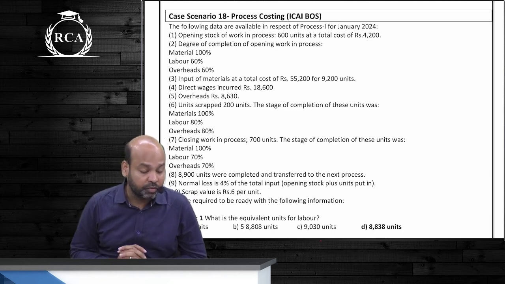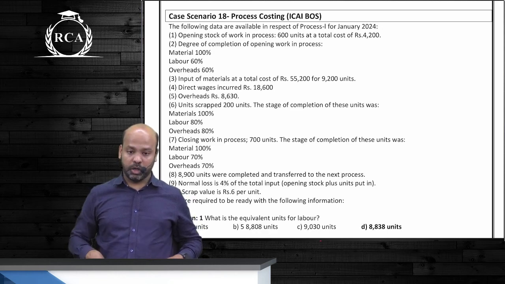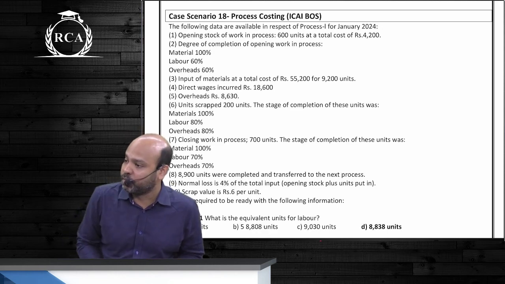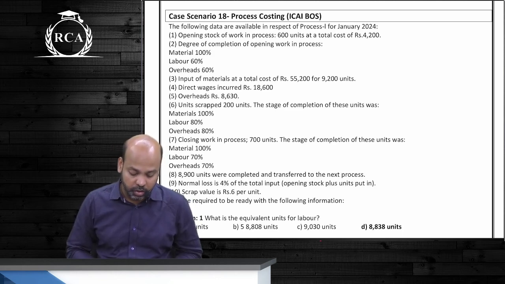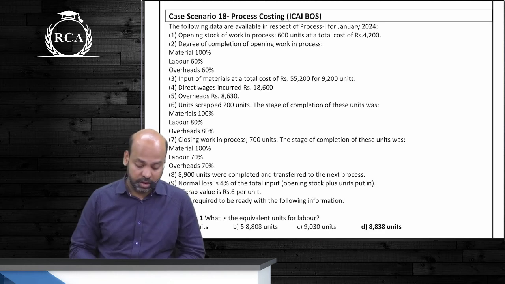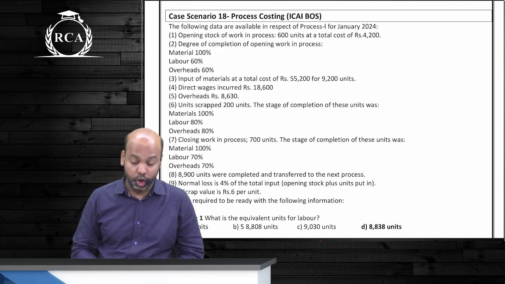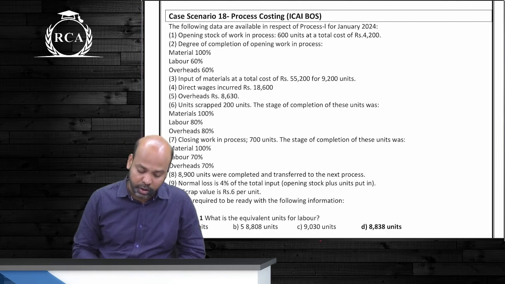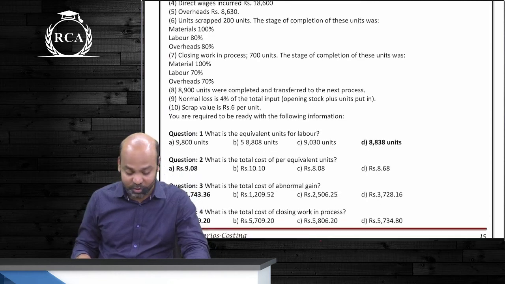Stage of completion of these units is given. This will apply to which loss? Abnormal. Normal loss is always taken at 0%. Abnormal gain always at 100%. Closing work in progress is 700 units. 8,900 were completed and transferred to the next process. Normal loss is 4% of total input. Scrap value is 6 rupees per unit. You are required to be ready with the following information. You're not required to answer, you're just supposed to be ready.